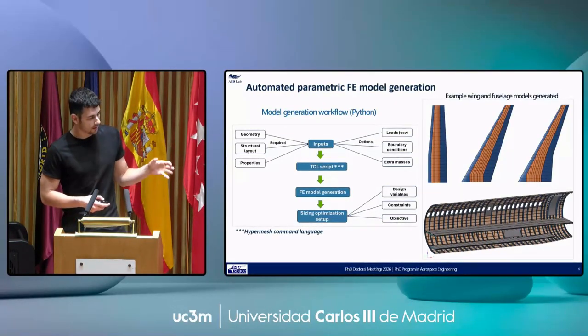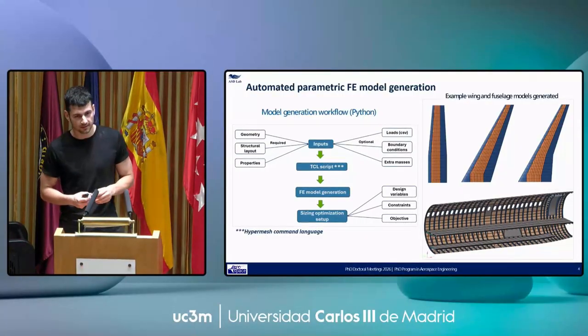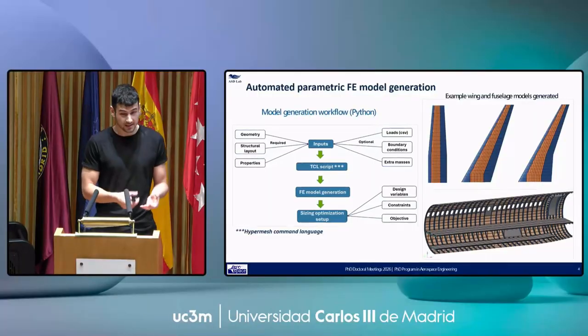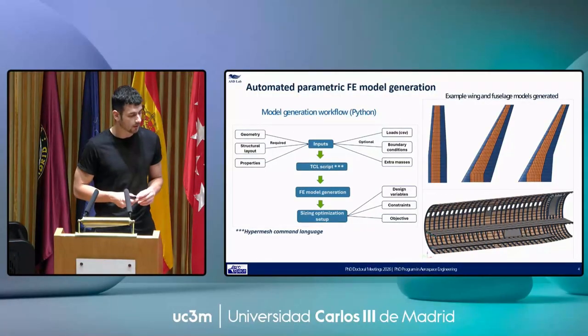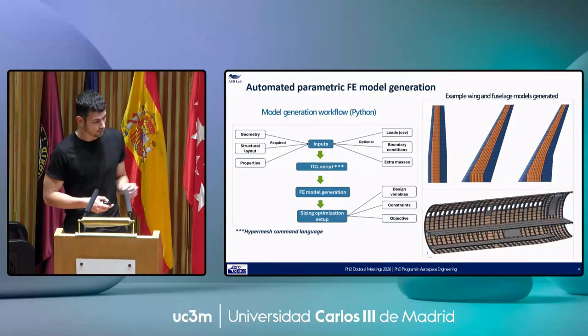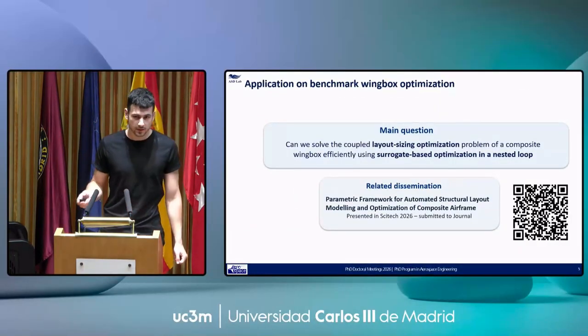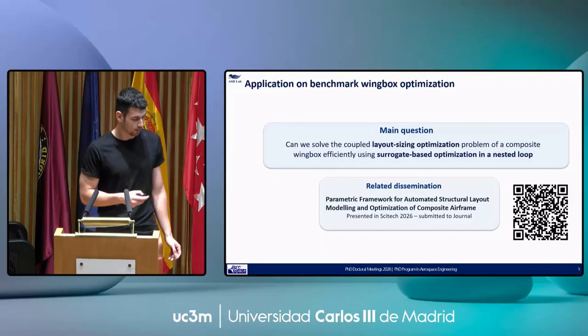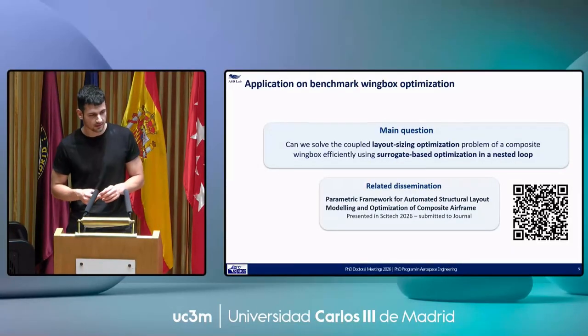Starting from the tool, the workflow is implemented in Python. We have some inputs like the geometry, layout, properties, boundary conditions, loads, etc. This creates a TCL script, which is a HyperMesh command language. And in turn, this creates the finite element model and automatically sets up the sizing optimization if we so want. On the right, you can see some examples of different wing models that the tool can create and also a fuselage model. Now, for the rest of the presentation, I will focus on an application on a wing box, which is part of the work I presented in the conference.